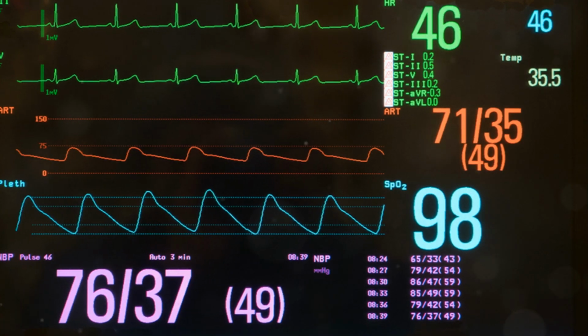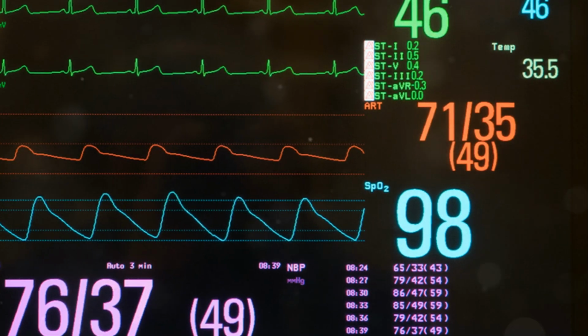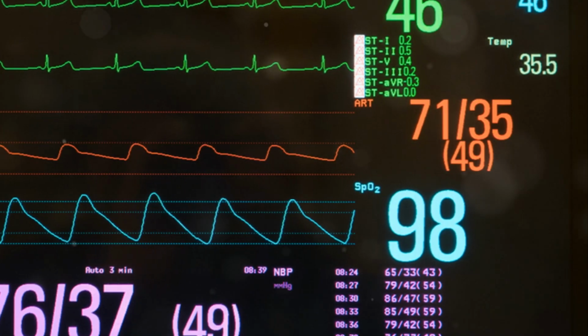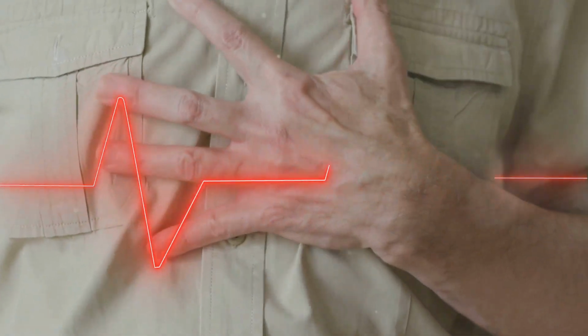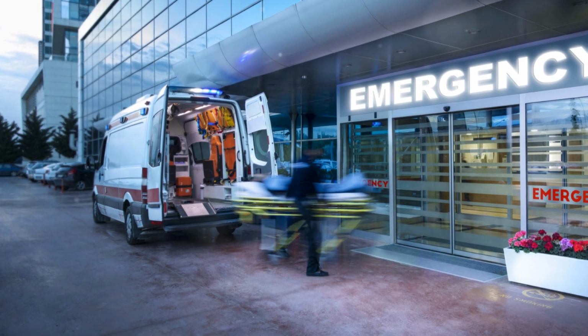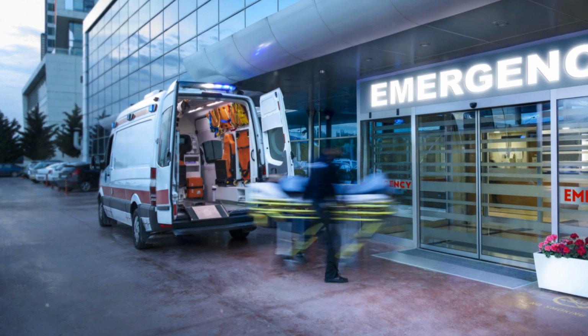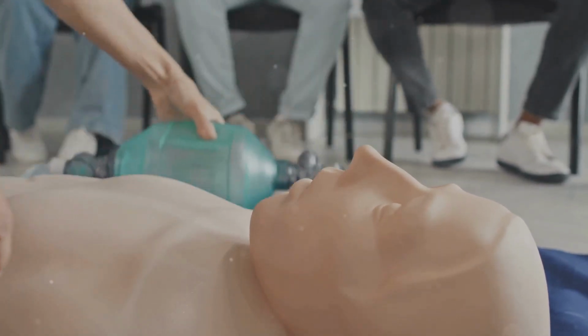Without prompt treatment, patients can experience severe bradycardia, slow heart rate, leading to inadequate blood flow to vital organs. This can result in shock, heart failure, or cardiac arrest. Emergency responders and healthcare providers must be equipped with the skills and tools to manage heart blocks effectively. This includes the use of temporary pacing, medications to stabilize the heart rate, and preparation for potential pacemaker implantation. Training and awareness are key components of emergency preparedness for heart blocks.